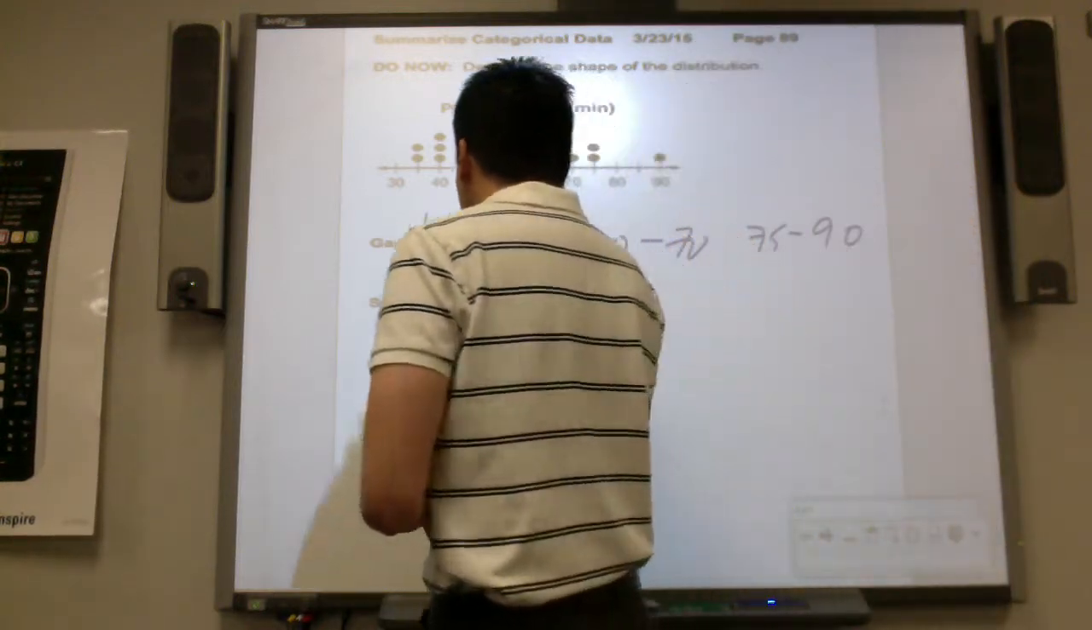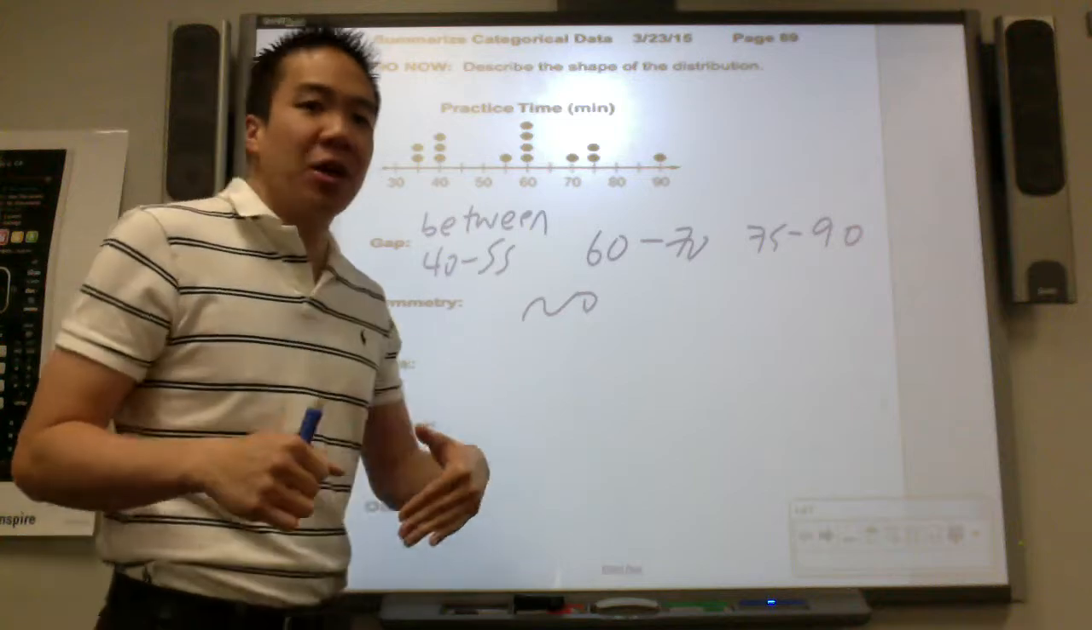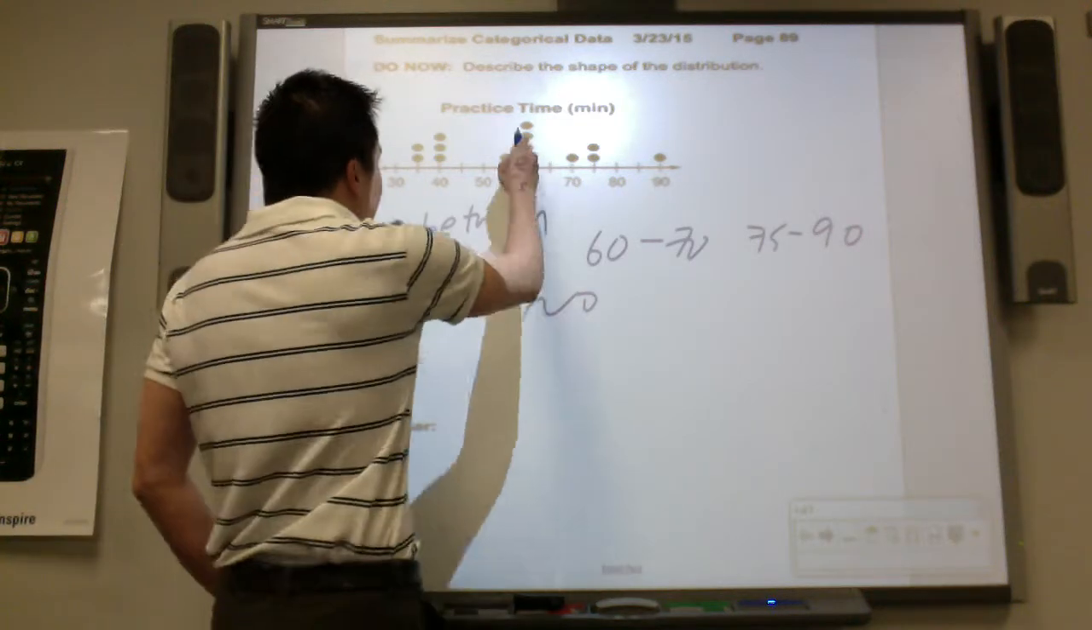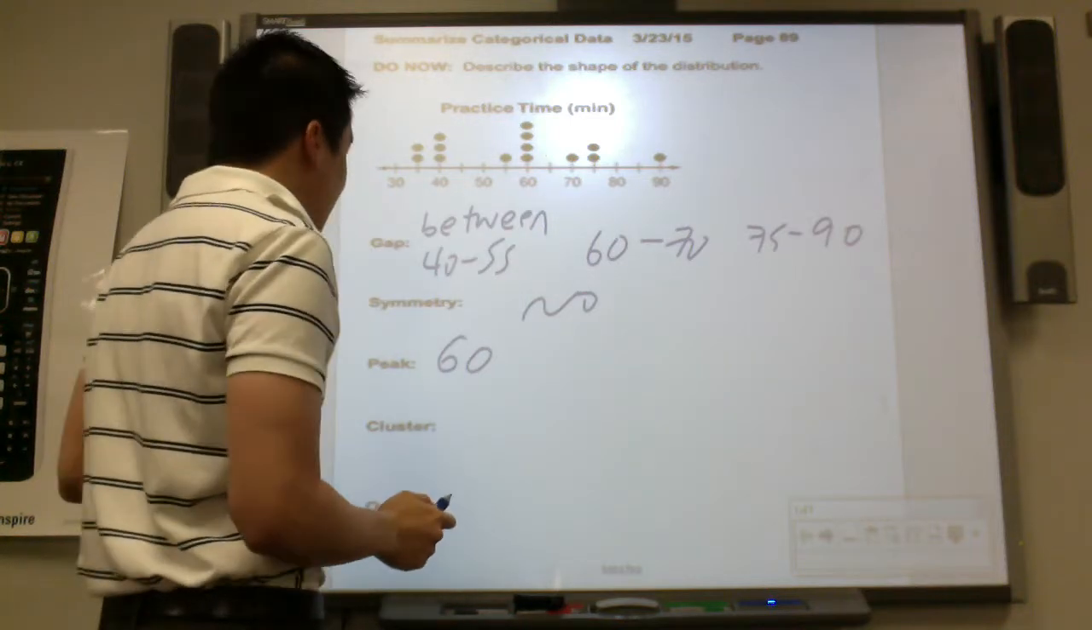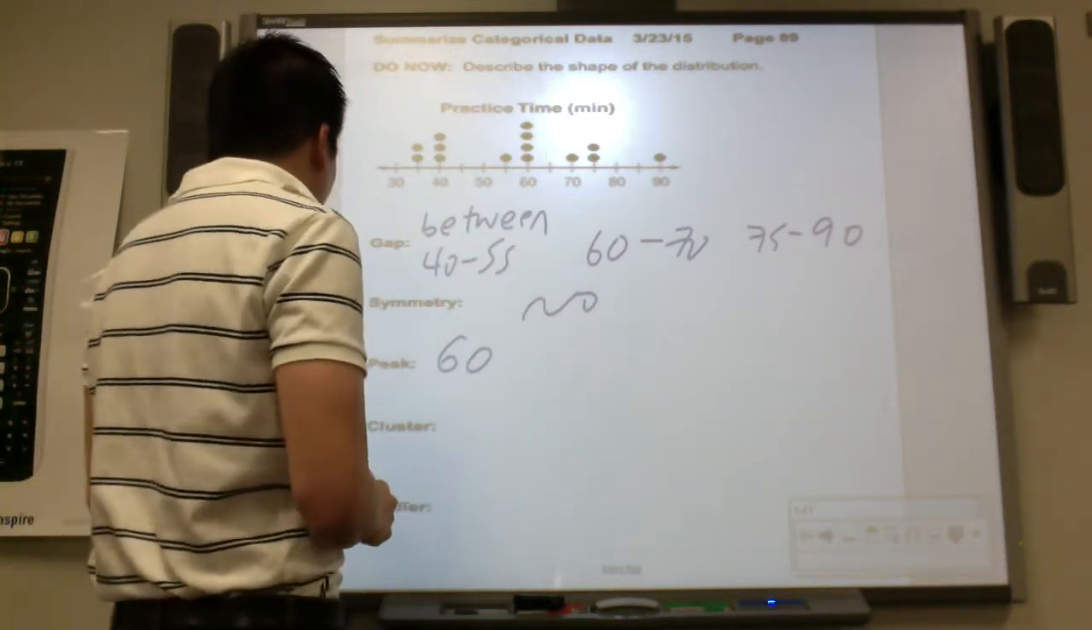No. Is there a peak? Think of a mountain peak. Is there a peak? Yes, there's a mountain peak at 60. That's the highest. That's like the summit of it.